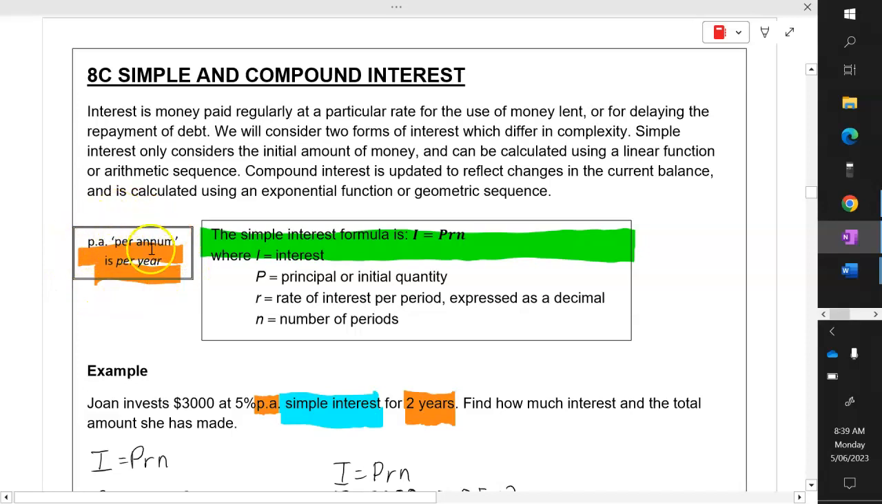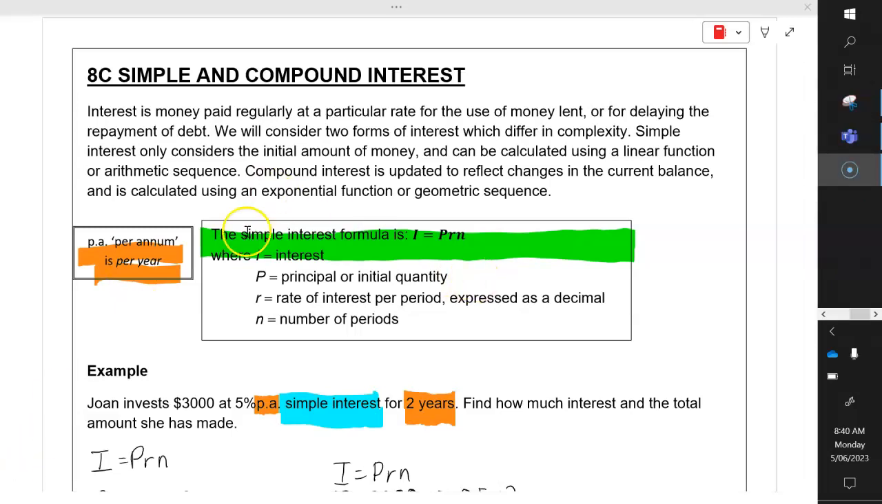So we're going to look at some different things like PA. PA means per year. So if your interest rate is 5% PA, then it's 5% per year. If you're earning $60,000 PA, you're earning $60,000 per year. Let's have a look at simple interest.